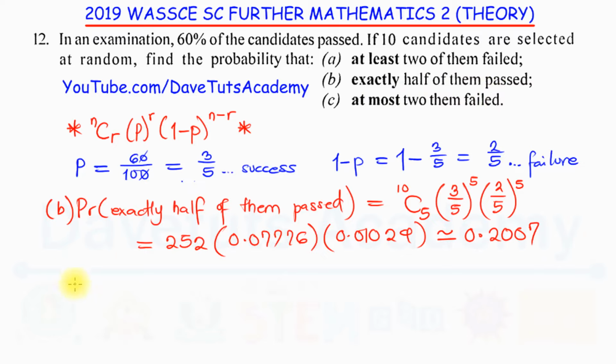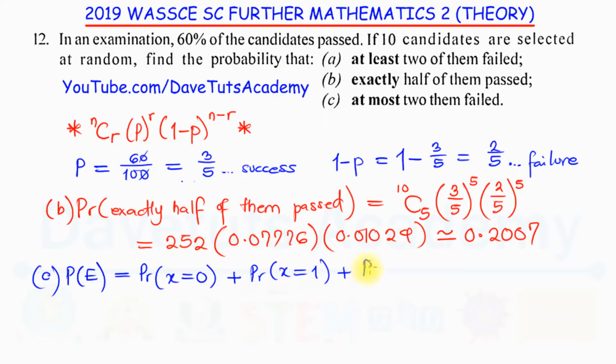Okay, so we are almost through. Finally, in the third case, we have to find the probability that at most 2 of them failed. The probability of the event described in C is going to be, first, none of them failed, plus only one of them failed, plus 2 of them failed. That's what I'm trying to express in this particular case.